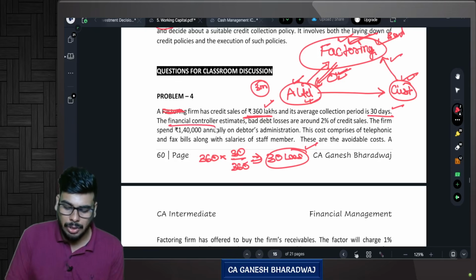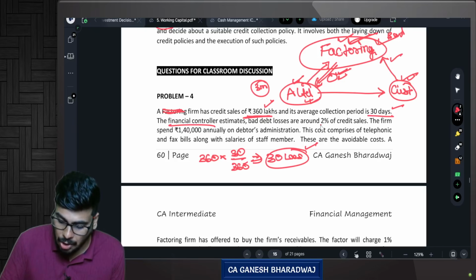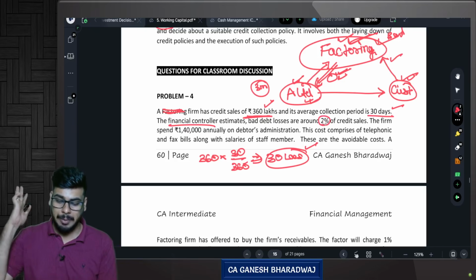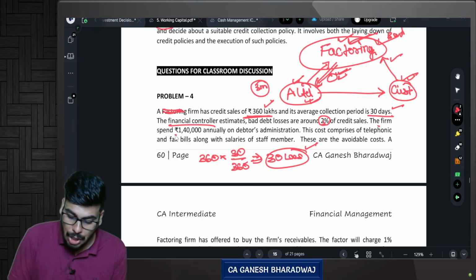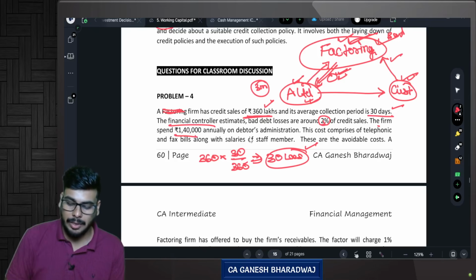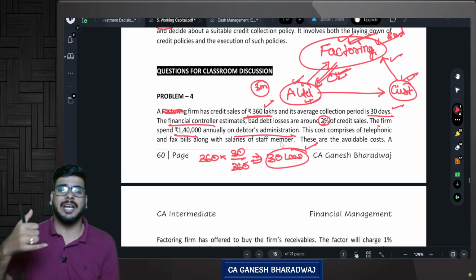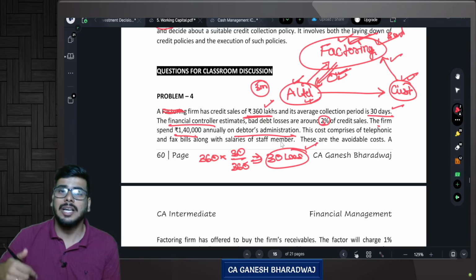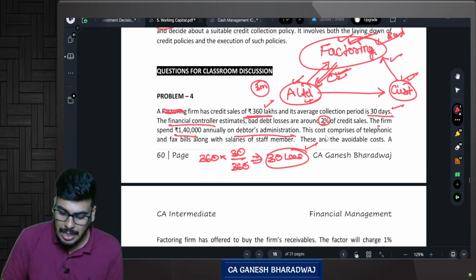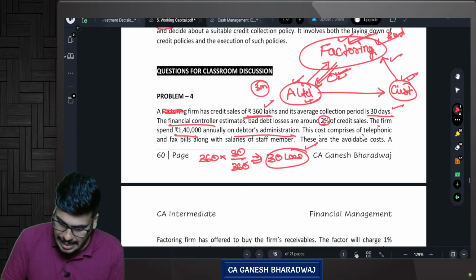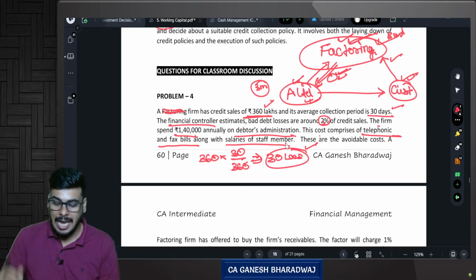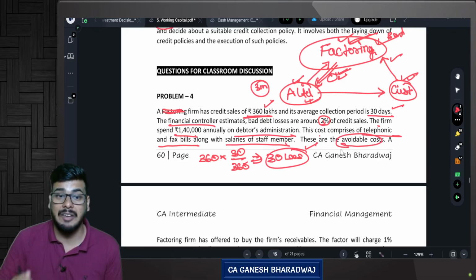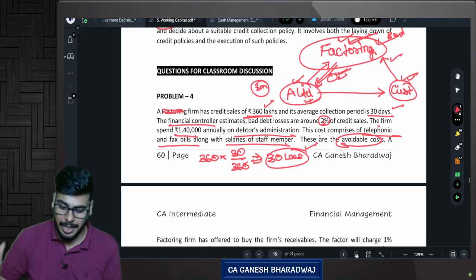The finance controller of the company estimates that the bad debt losses are approximately 2% of the credit sales. The firm currently spends 1,40,000 annually on the debtors administration, like telephone calls and sending recovery agents and all that. This cost comprises, look at this, telephonic bills, fax bills, along with the salaries of staff members. And these are avoidable costs. When can they be avoided? If you are appointing a factor.